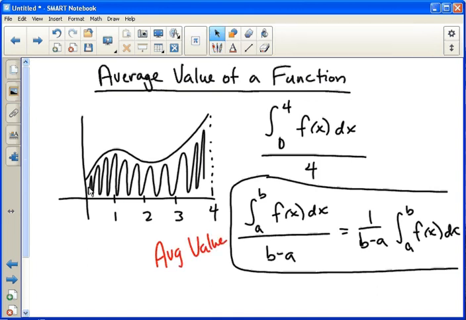But this is one you need to commit to memory because it's just a normal integral and then you divide by the length of the interval. Okay, so let's just do one example. This should be pretty straightforward.